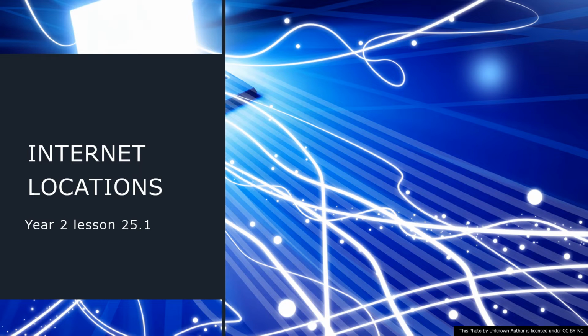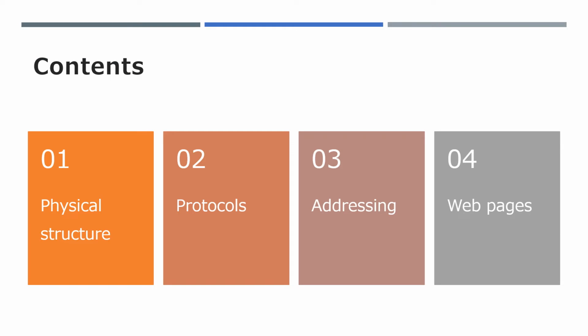Welcome back. In this lesson, we're going to take an overview of how the internet works and how different locations on the internet are defined. We'll look at the physical structure of the internet, the protocols that underpin the working of the internet, how every location in the internet has its own address, and how this enables us to define web pages.